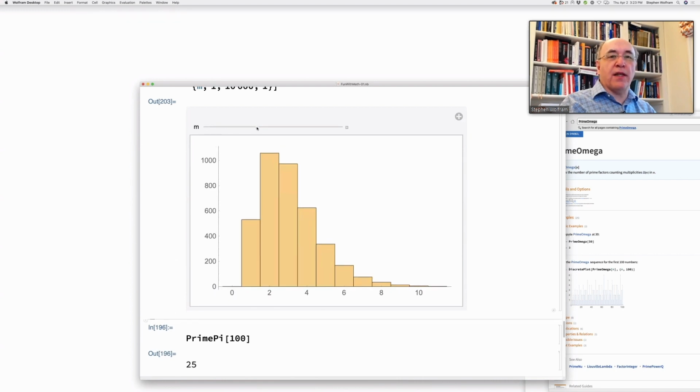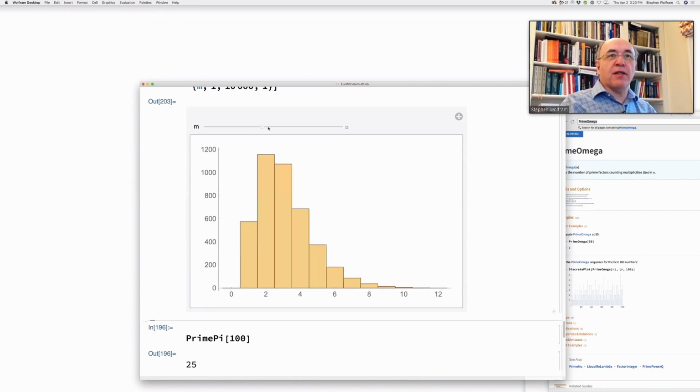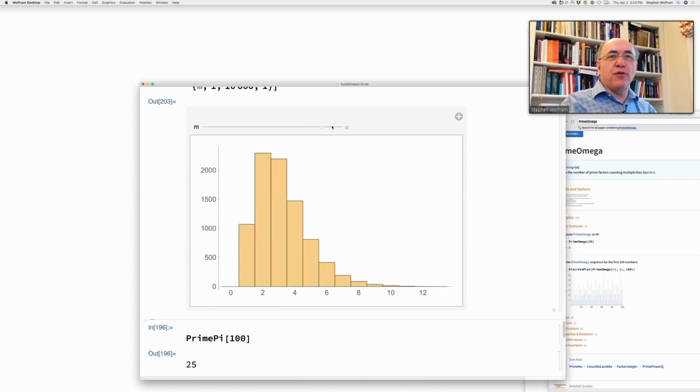So still the 2s are winning there. Let's keep going. The 3s are getting, well, let's see what's happening. They're all wiggling around. Oh, we still have the 2s winning here. So we'd have to go to bigger numbers to find out that the 3s were winning.